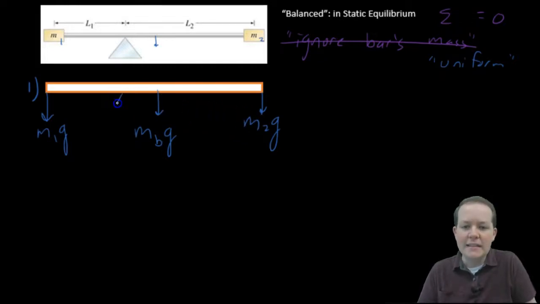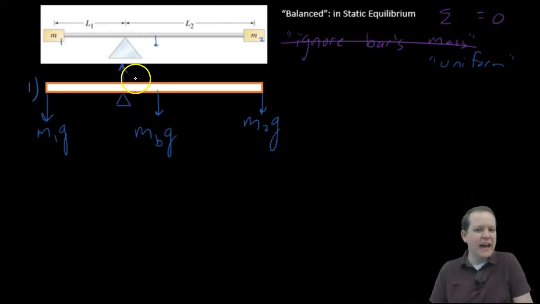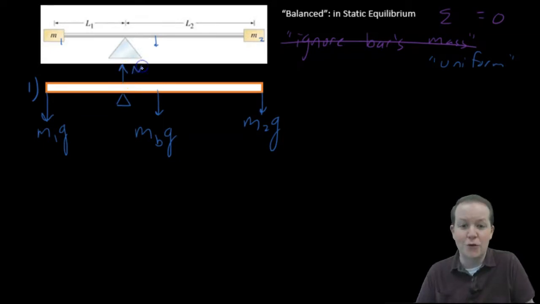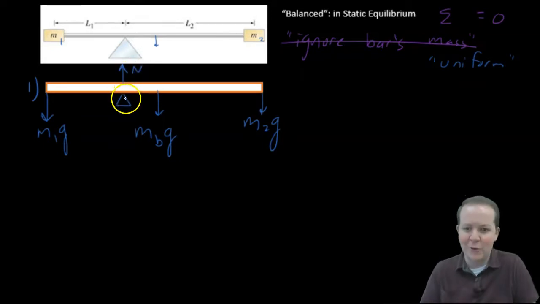This bar is sitting on a balance point. This is my hinge, but that's exerting an upward force. What kind of force is that? It's a normal force. Oh my gosh, students often forget that, okay?